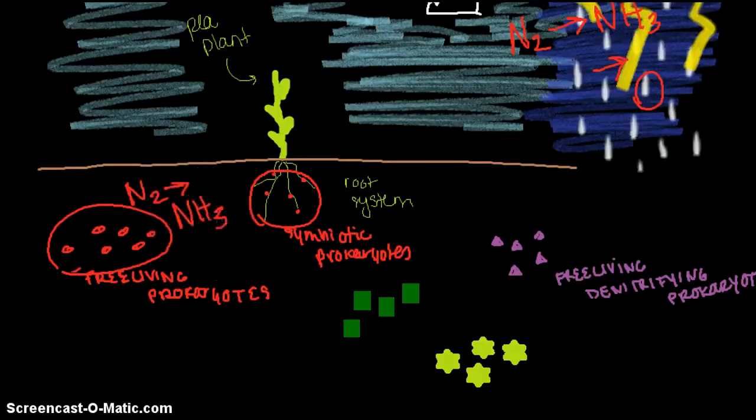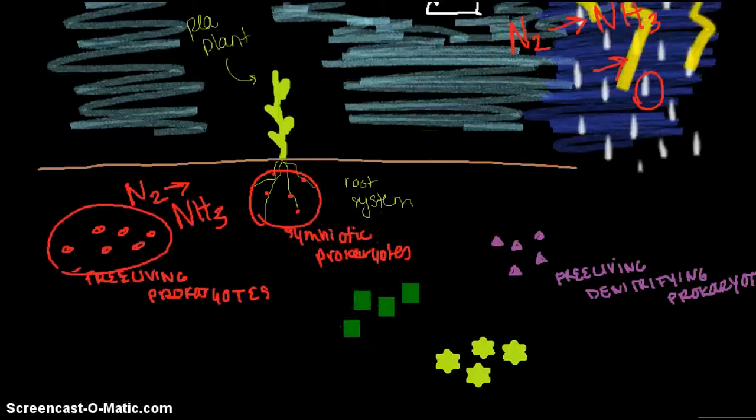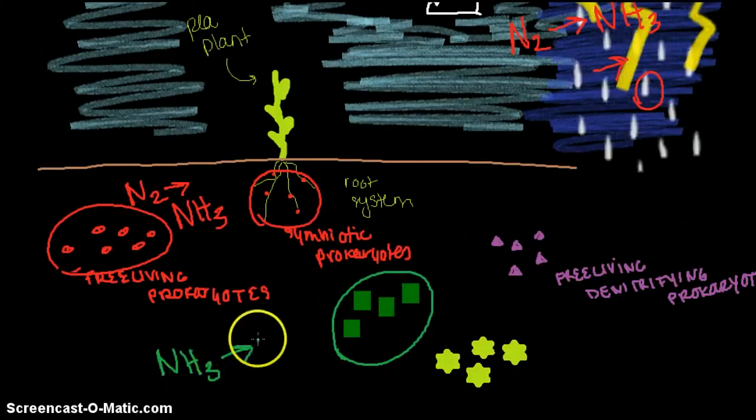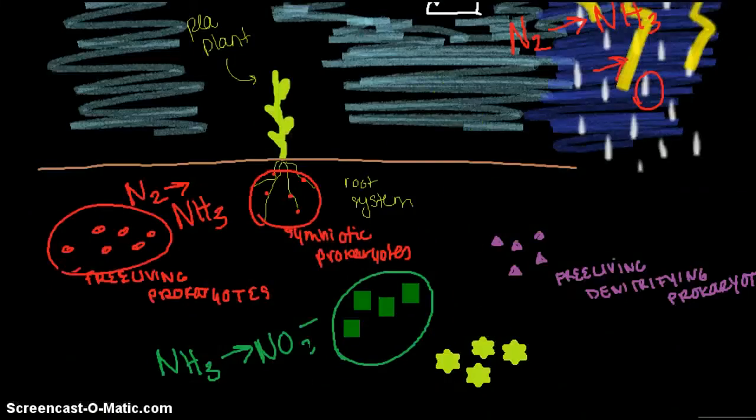NH3. Now the second step of the nitrogen cycle is nitrification, and this is the process of converting the NH3 that was just converted into NO2-. Again this is done in terrestrial locations, most commonly by free-living prokaryotes here, the green squares, and again they take the NH3 and turn it into NO2-.